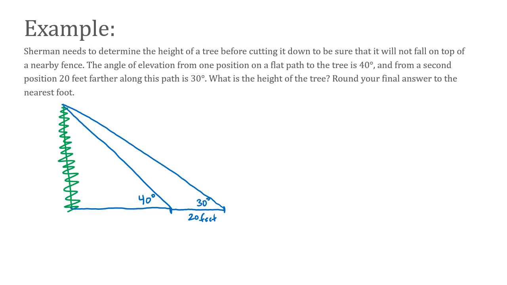I'm going to call the height of the tree h. And don't forget, I said we're going to assume that tree formed a right angle. So I'm going to say let h equal the height of the tree, in feet.